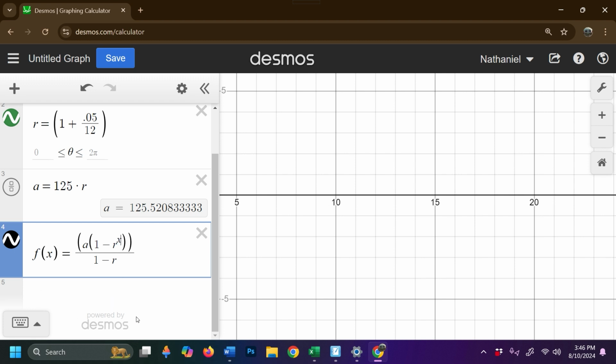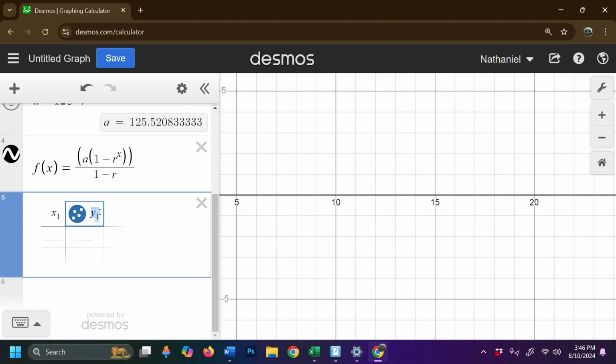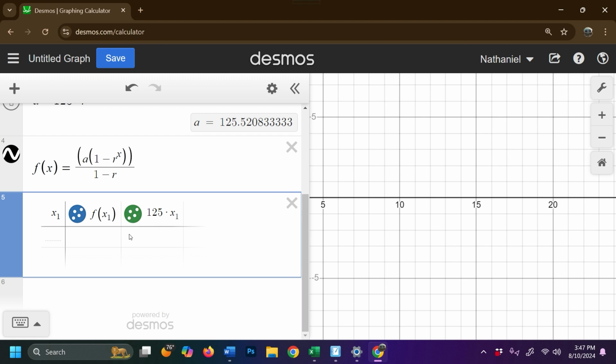And then let's make ourselves a table here. We'll scroll down and make this f of x1. And on this one, we'll go 125 times x1. The first column will calculate how much you have in the annuity, and the second column will calculate how much you've actually saved. So after 60 months, you saved $7,500, and the value of the account is $8,500.